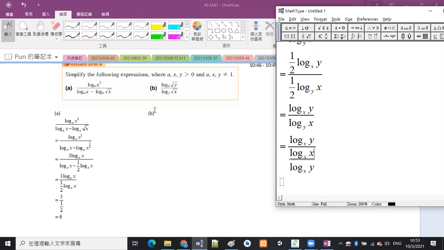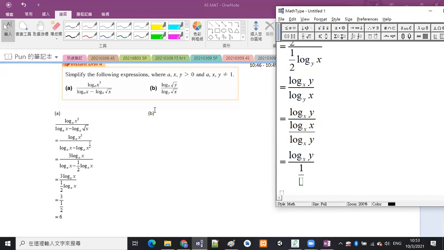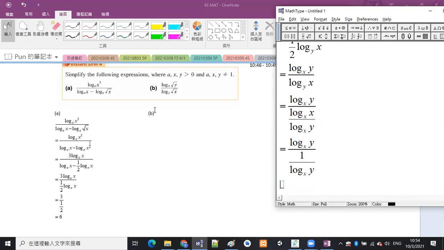And notice that there is a part with log x base x. When the number inside the log is exactly equal to the base of the log, then it becomes 1. So the numerator is unchanged, and the denominator becomes 1 over log y base x. Okay, and then up over down. But when down is a fraction, then it becomes up times the upside down of the denominator.